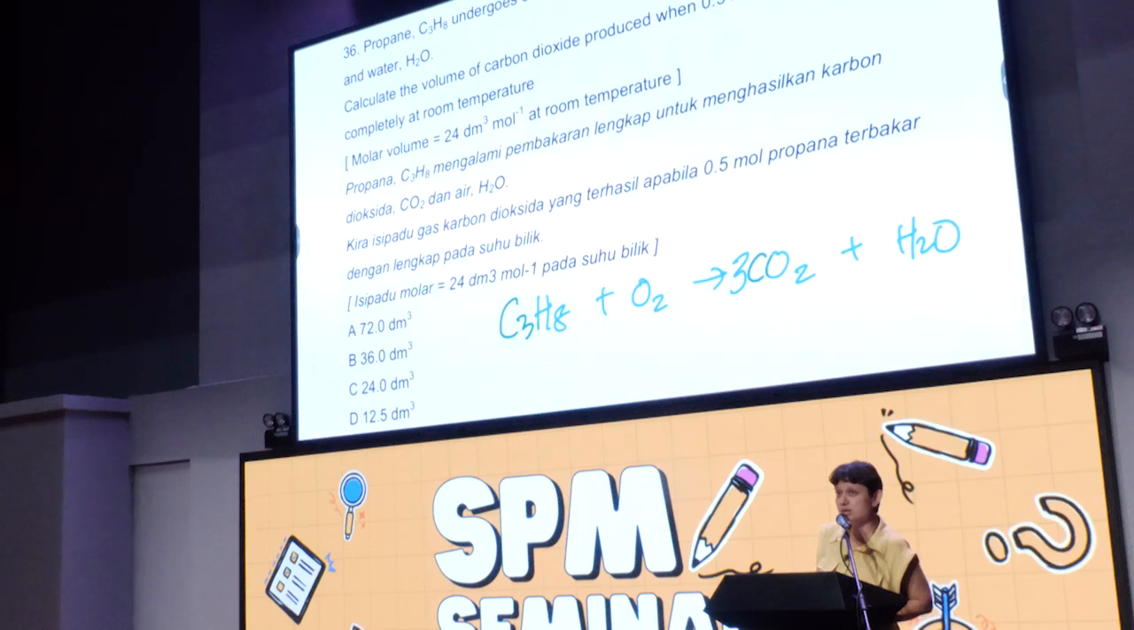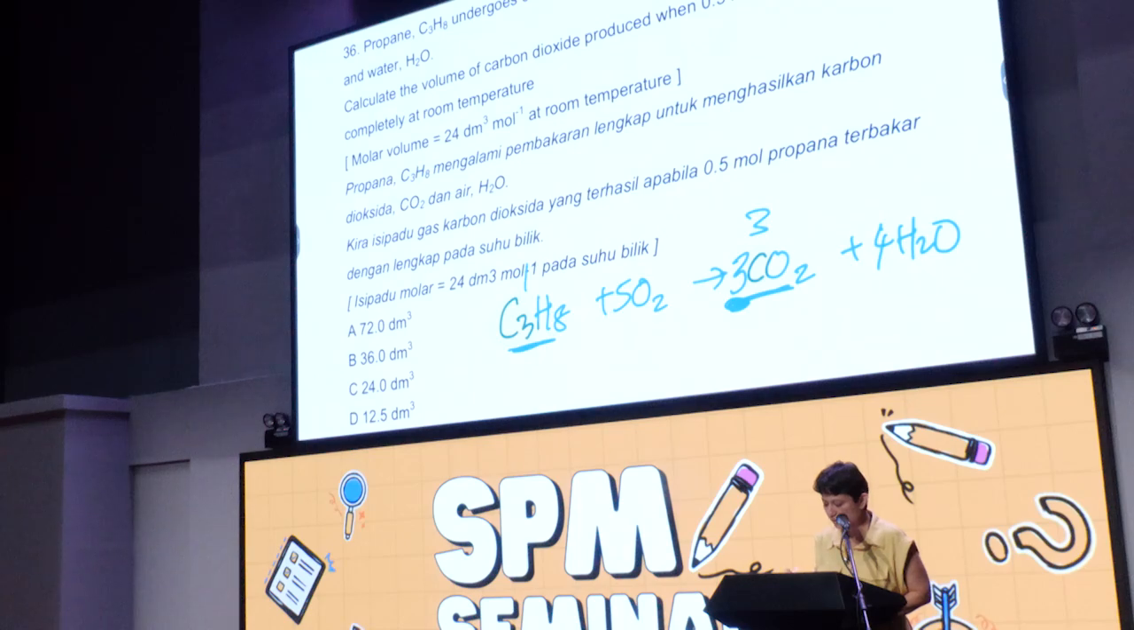Okay. Did you get a balanced equation? How many oxygen? 5. Very good. Okay, so this one 4, this one 5. All right. Look carefully, you have to get this correct, because if you don't get 3 here, your ratio is wrong. So it's 1 to 3.